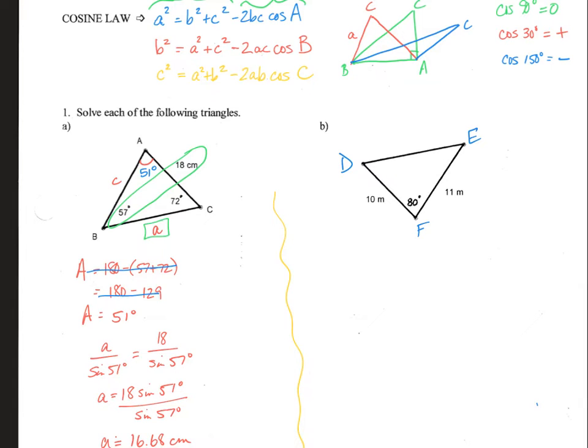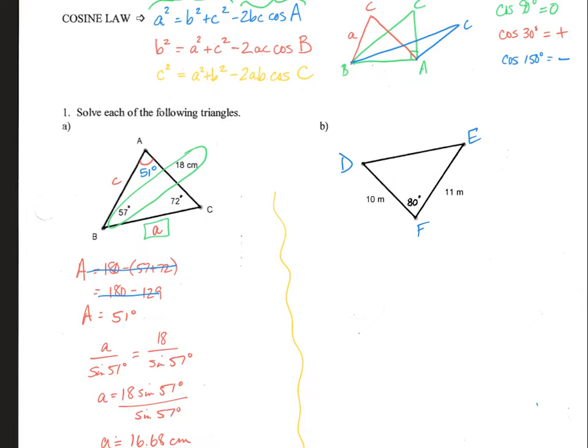But when I scan through all the information on the problem, I have side E, but I'm missing angle E. I have side D, but I'm missing angle D. And I have angle F, but I'm missing side F. I do not have a side and its corresponding angle, and therefore, I can't use sine law. And if I can't use sine law, then I'm stuck using cosine law.